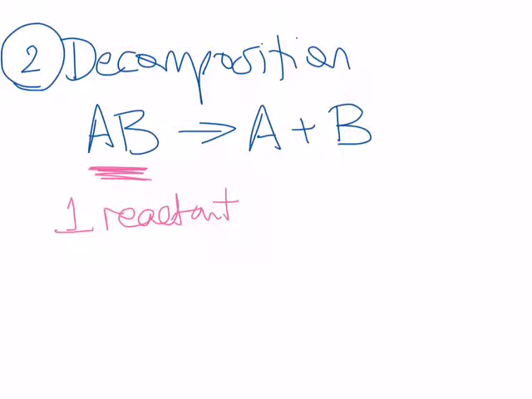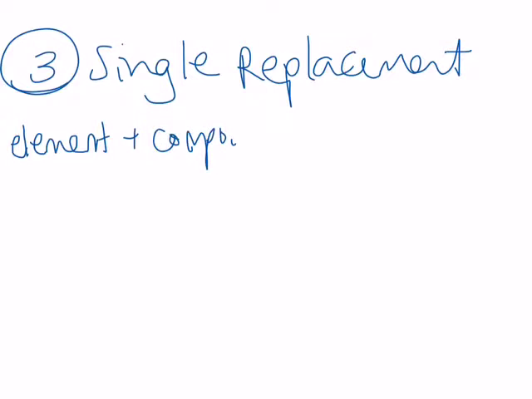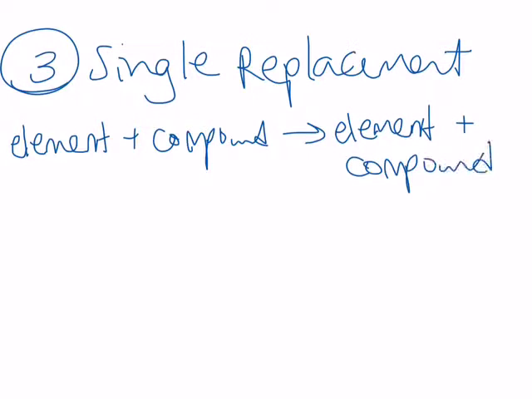Let's do the third type here. The third type is called single replacement. And as you might guess from its name, you're going to do one single replacement. So single replacement is usually a reaction between an element and a compound to form a new element and a new compound. I'm writing it below just because I ran out of space. So let's do this with just generic letters here.